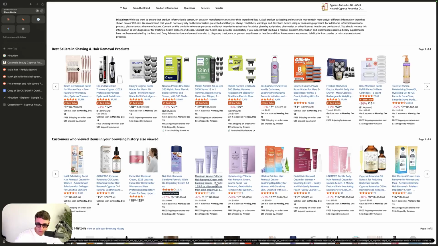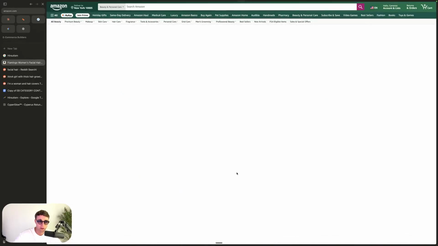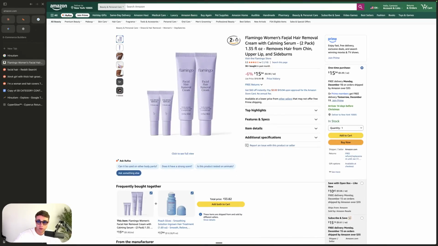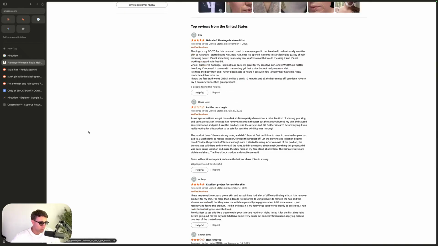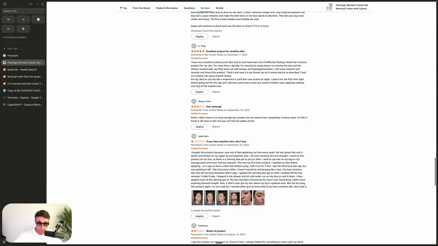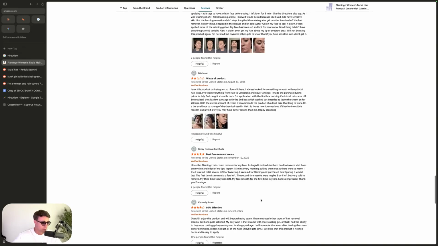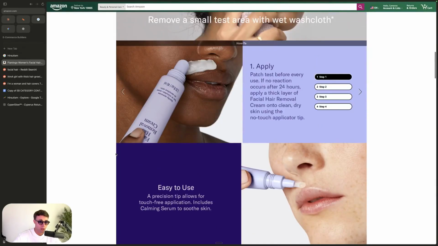And you'll be able to find products that are similar as well. So you can see this one, for example, is a women's facial hair removal cream, 1.2K comments. And pretty much all of these customers are the same types of customers who are going to be watching your ads and potentially buying your product as well. And you'll be able to get a ton of valuable information from here too. So that would be on Amazon.